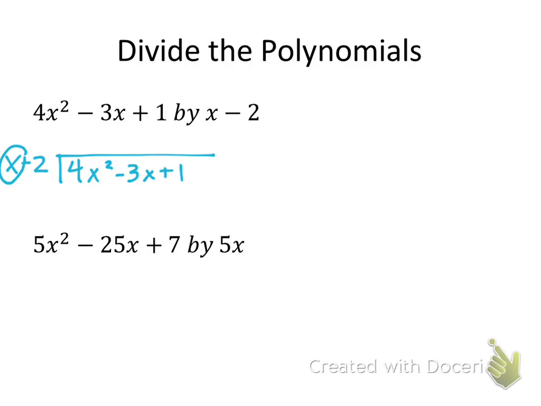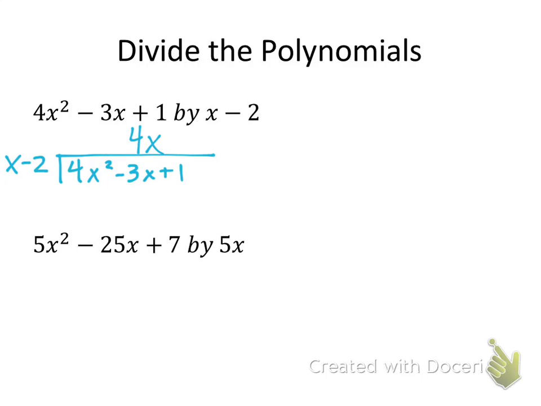I ask myself, what do I have to do to x to make it identical to 4x squared? What do I need to multiply by? I need to multiply by 4x, because there needs to be two x's, because this is x squared. Where you write it is above its like term. So I can't write it over 4x squared because they're not like terms. I write it over 3x.